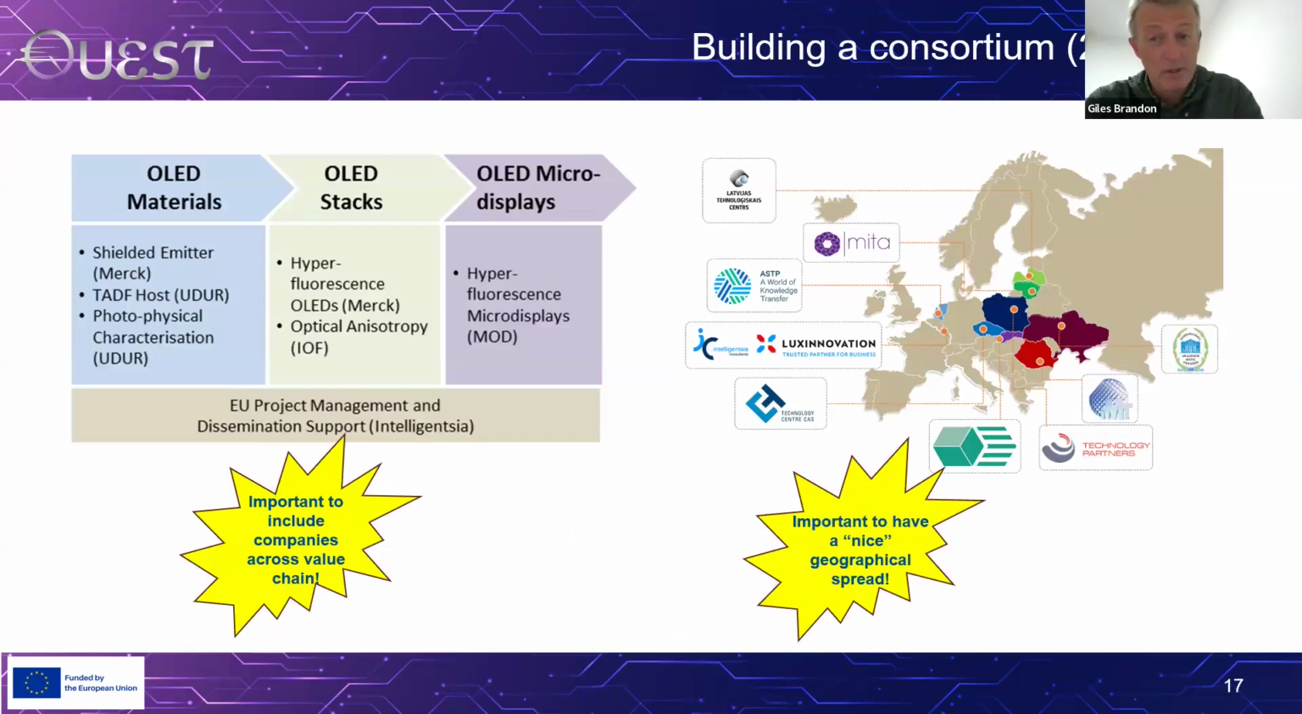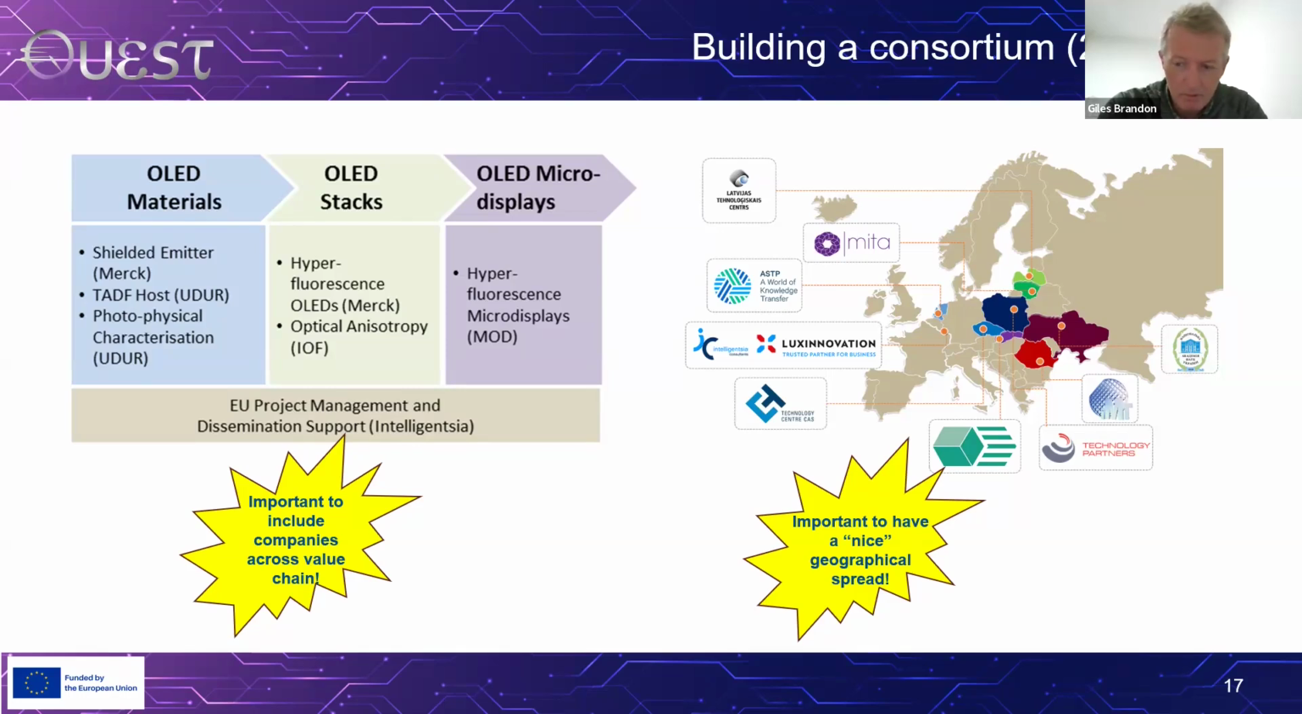Still on the subject of consortium and some general pieces of advice, things to consider. On this slide you see 2 figures. The one on the left is a very basic value chain, we call it. The figure on the right is a geographic map. These two figures appeared in two very different proposals. The one on the left was a research and innovation action I had some years ago that was all about developing organic light emitting diodes for micro displays.